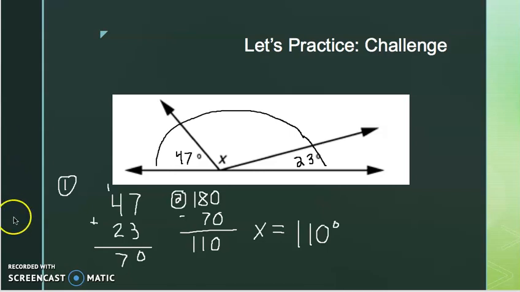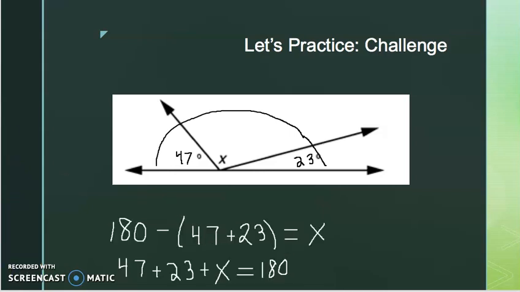Now, if I wanted to write it as a whole long equation, it would look like this. I could do 180 minus, and here I'm using those parentheses, the 47 plus 23 to equal x, or I could do 47 plus 23 plus x to equal my 180 degrees.